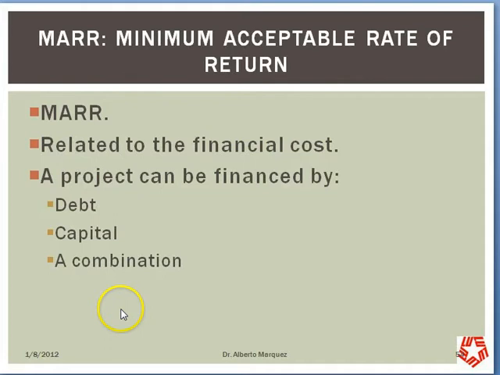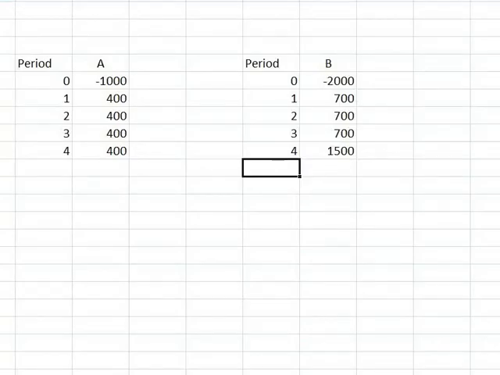Before we continue, let's define what a minimum attractive rate of return is. The minimum attractive or minimum acceptable rate of return is the rate that we will use to discount our projects, as the time value of money that would be considered by the investors in the project. It is somehow related to the financial cost for the investor, taking into consideration that a project can be financed by means of debt or capital or a combination of both. So let's understand these concepts.